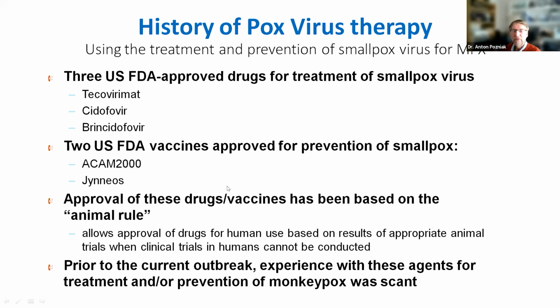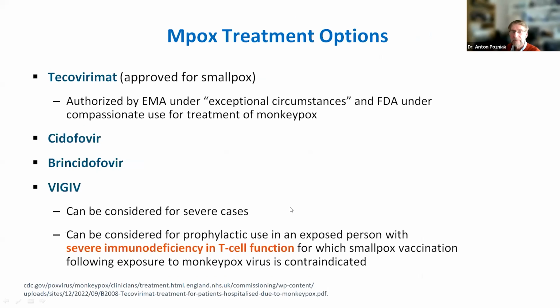Now, the approval of all of these drugs and vaccines has only come through animal models. There have been very few clinical trials, and we recently started some clinical trials of tecovirimat and these vaccines. But of course, with the numbers going down, it's been difficult to recruit. So what about tecovirimat? That's been authorized by Europe and the FDA for treatment of monkeypox. But you could use cidofovir or brincidofovir.